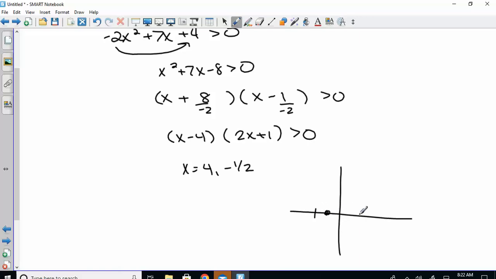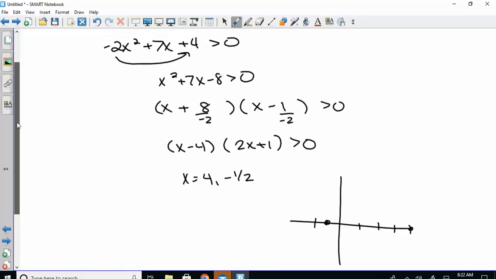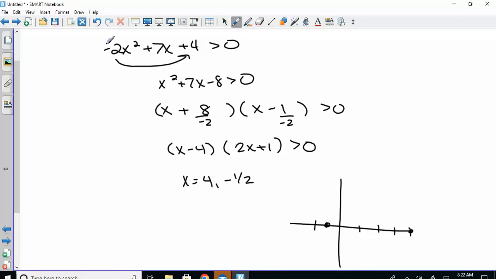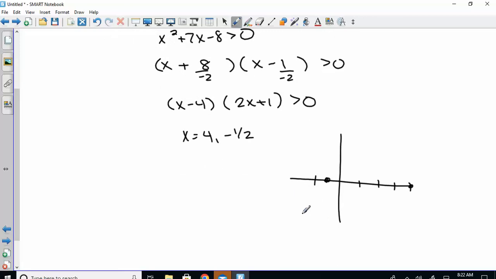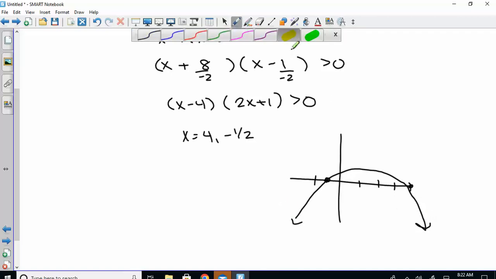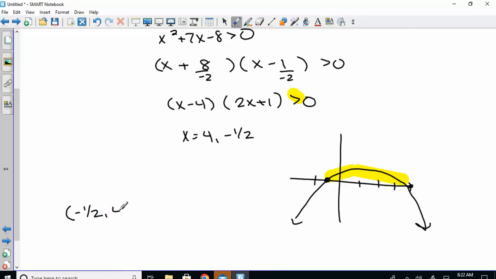Okay, so we hit the x-axis at those two spots. If you look at this original one, a -2x squared, what does that tell you? It opens down. So we have an upside down parabola. I asked where this was greater than 0. So greater than 0 would be above the x-axis. There was no equal to, so that's parentheses, so it's from the -1/2 to the +4.